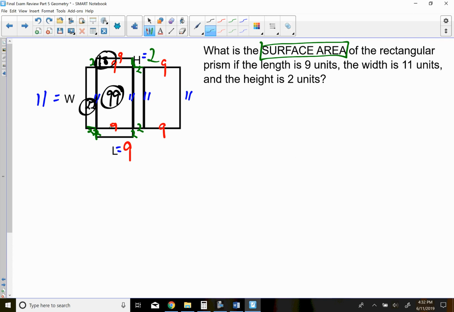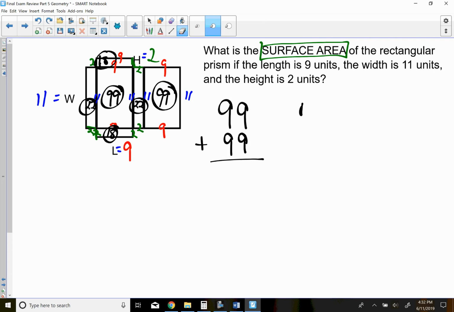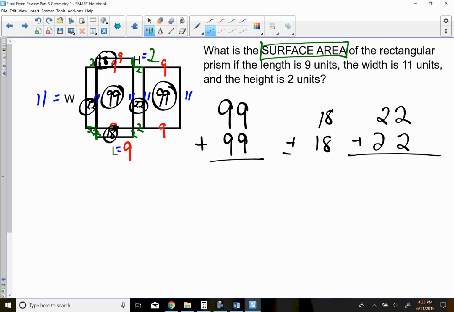So here's 2 by 9, here's the other 18. 2 times 11, that's 22. There's the other 22. So this guy must be the 99, right? 9 times 11 is 99. So I have to take these 6 areas, add them together. So you guys know I like doubles facts. So I'm going to add the doubles together and then add those 3 pieces, because adding 3 is a lot easier than adding 6.